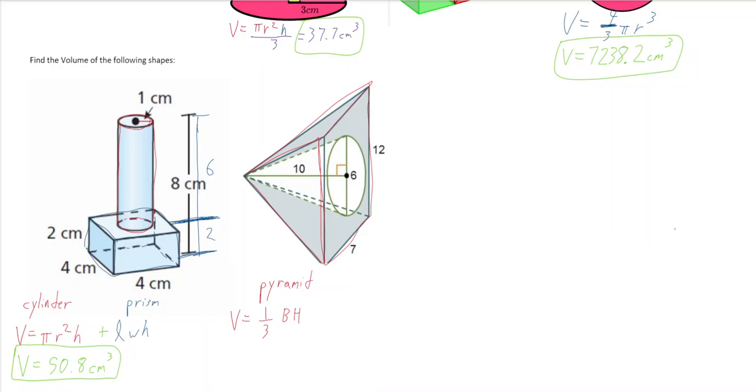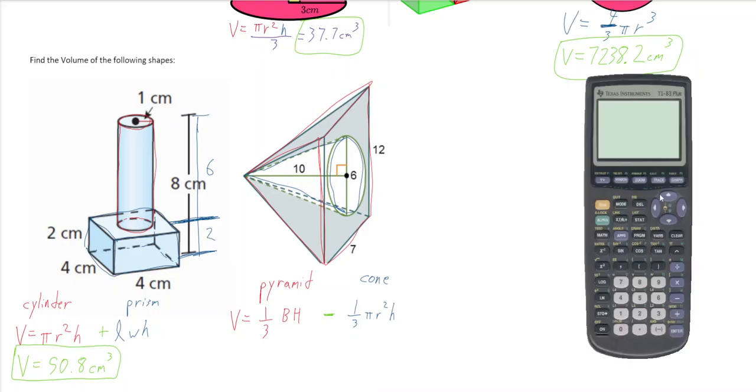Okay, and then the big idea here is that we're subtracting, because this white part is not being included, we're subtracting the cone. And you know what, I probably should use green for that, but that's okay. So we're subtracting the cone's volume. So the cone is also 1/3, but it's pi r squared h. Okay, so let's go ahead and plug all of that stuff in.